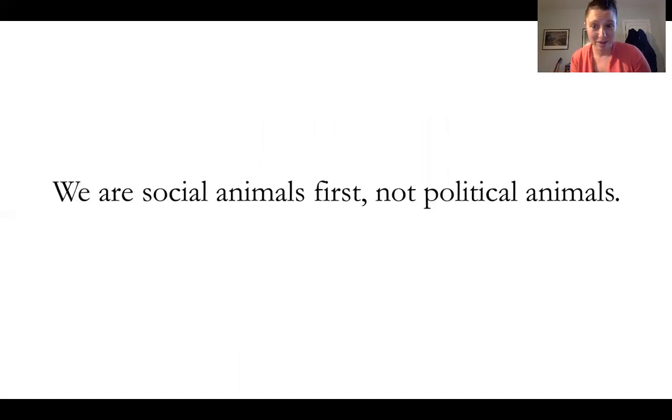So once again, I'm going to say this because we say it a lot in political psych. We are social animals first, not political animals. We understand people and groups of people better than we understand vague abstractions such as the role of government in society.